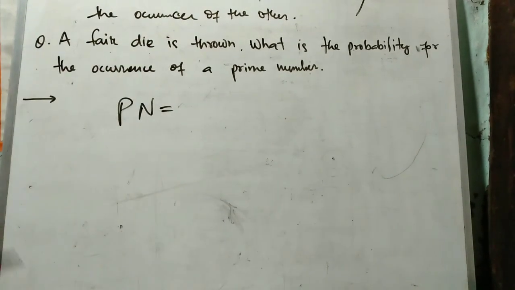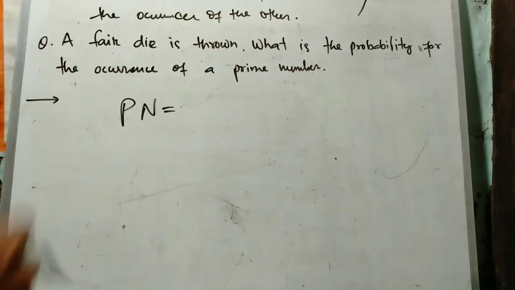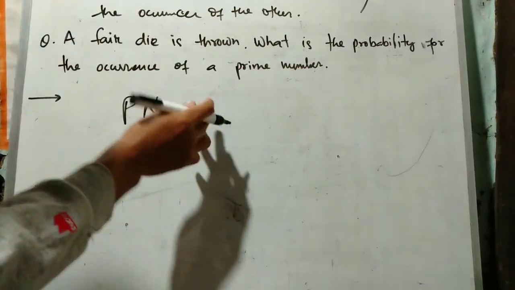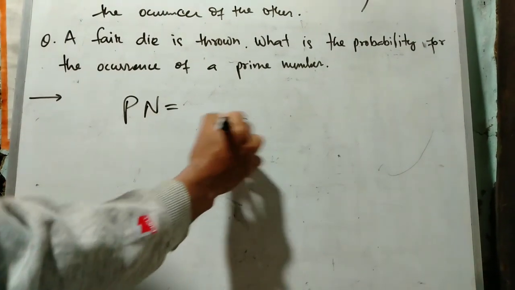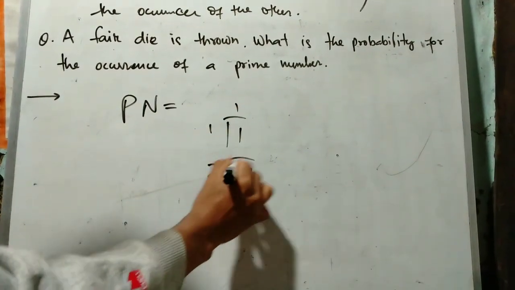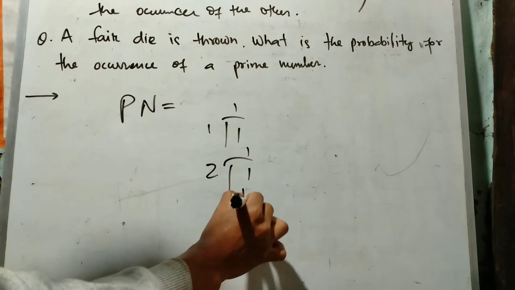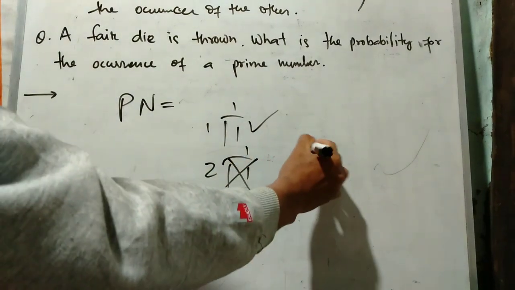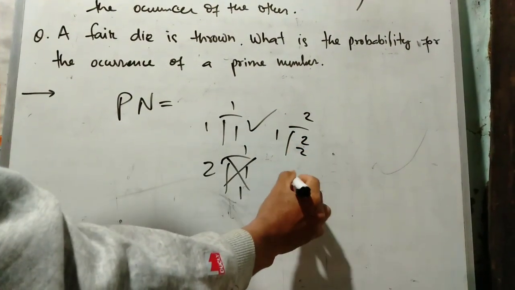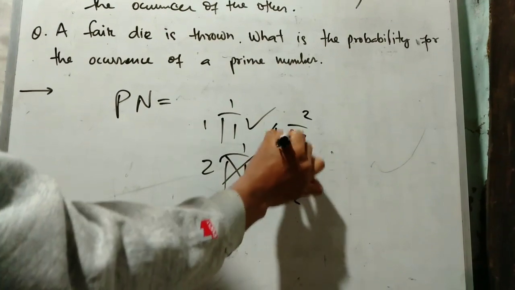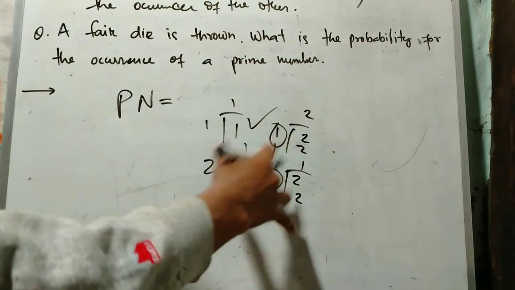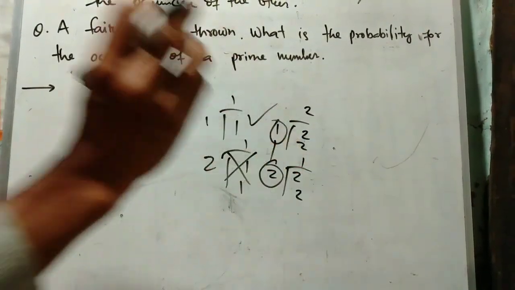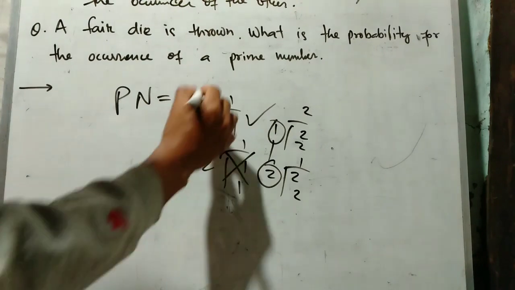Is 1 a prime number? No, 1 is not a prime number because 1 has only one factor. 1 times 1 is 1. Now 2: 1 times 2 is 2, 2 times 1 is 2, and no other number can divide 2. So 2 has only 2 factors. So 2 is a prime number.